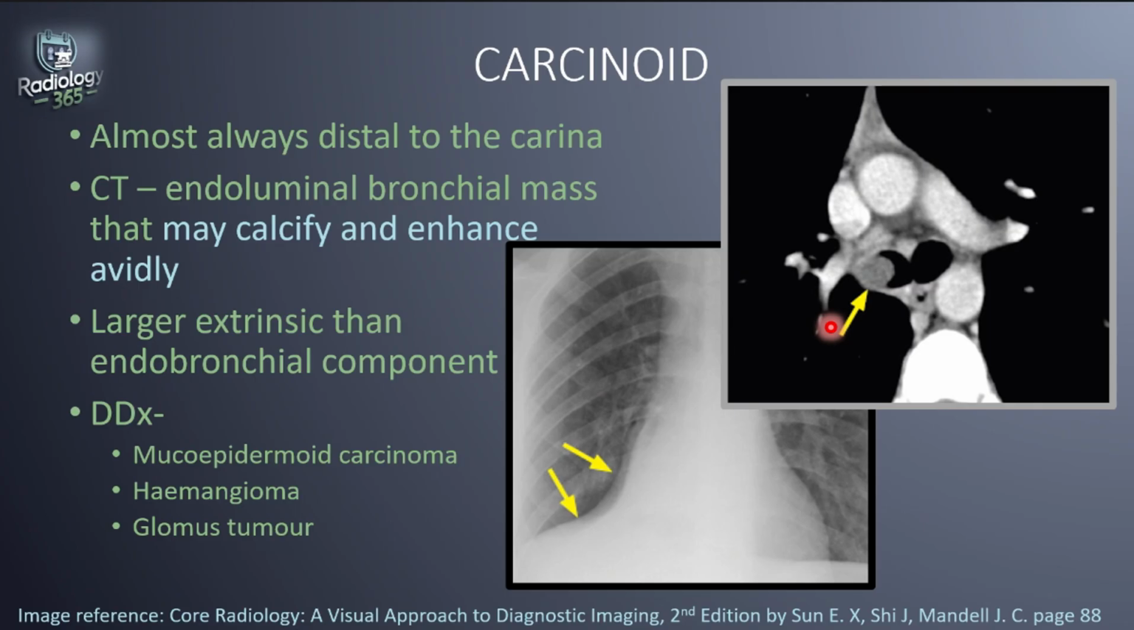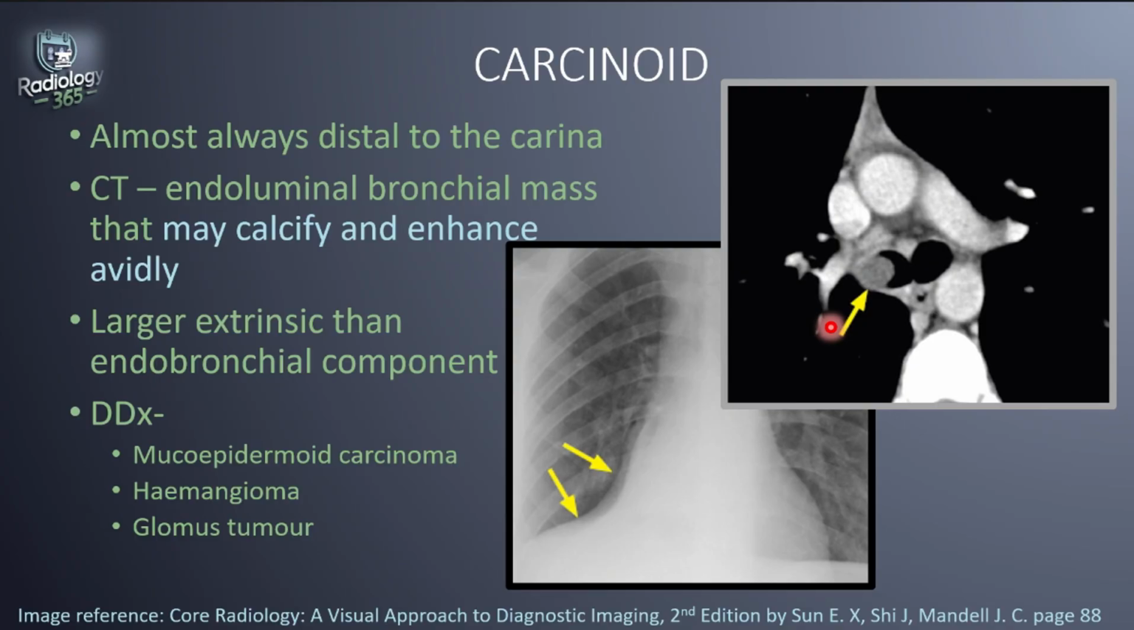Then to carcinoid. Now, carcinoid almost always occurs distal to the carina. So while squamous cell carcinoma and adenoid cystic carcinoma are most commonly higher up in the trachea, as you go lower down below the carina, you should be thinking more carcinoid. CT shows an endoluminal bronchial mass. See, the bronchus is distal to the carina, and this mass may calcify, and it would often enhance avidly.